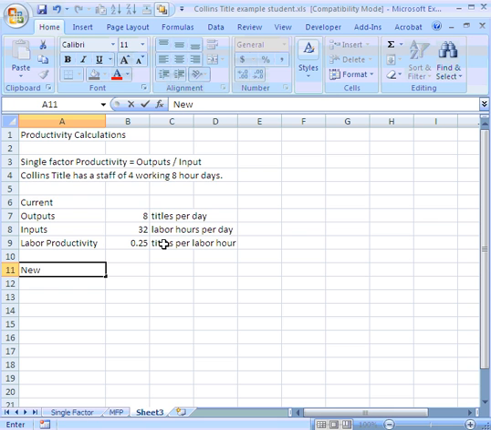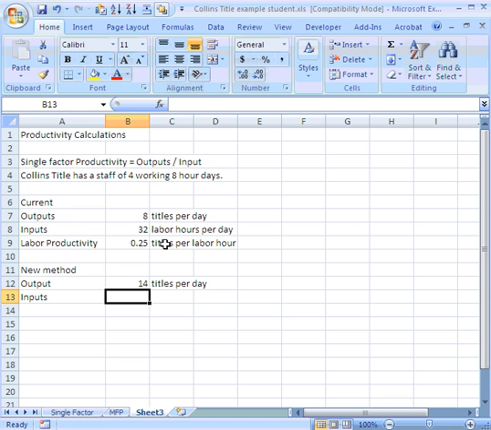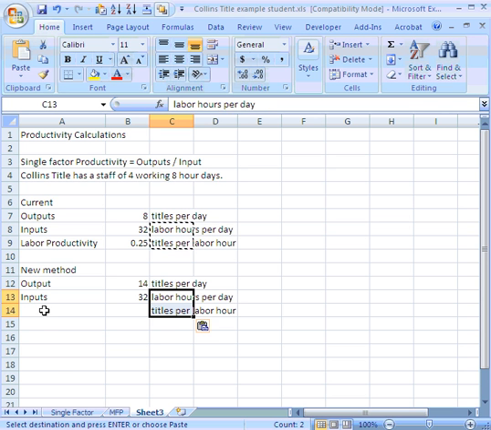Now they're thinking about going to a new method that may give them an output of 14 titles per day. And the inputs are still the same, and so I think I'll just say that it's equal to 32. We're not changing. We're comparing only the difference in the number of titles produced per day. And I think I'll just copy these down. These dimensions are the same.